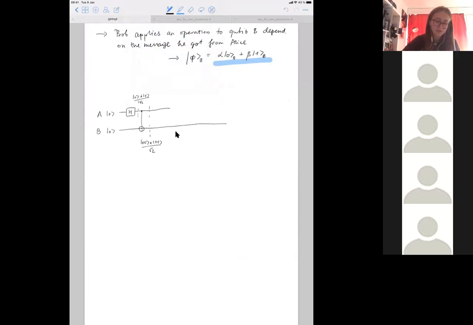Then A goes away. I suppose this is space. This is time. And in her lab, she has system S in state phi S. She went away, and she measures them in Bell basis. Then there is some kind of classical outcome. Because it's classical, I portray it with the double wire.